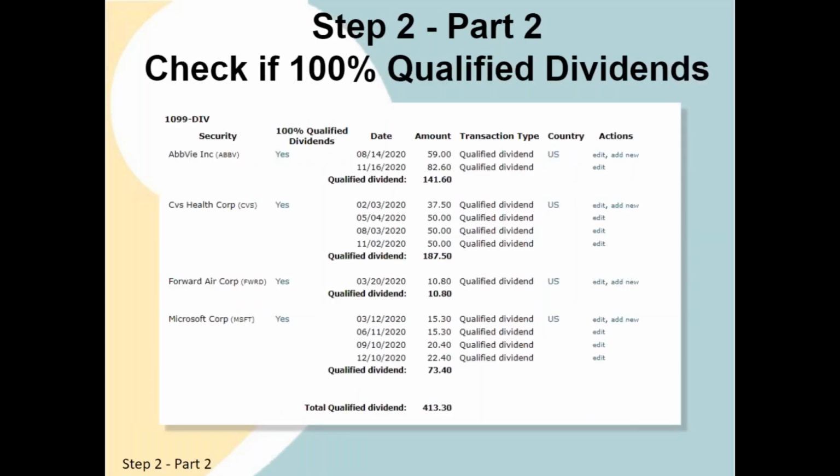At the bottom of the page, you'll see a list of all the dividends you've entered in bivio. First, make sure that in the column labeled 100% qualified dividends, you see a yes for all stocks that pay 100% qualified dividends, or a no for those that do not. There should be a no for investments like REITs, ETFs, and many mutual funds. If you see that any of the dividends on your 1099s have been reclassified into different distribution types, you should see a no in this column.